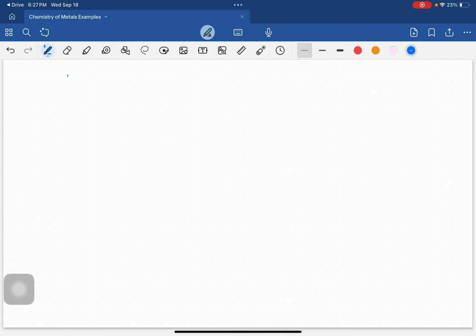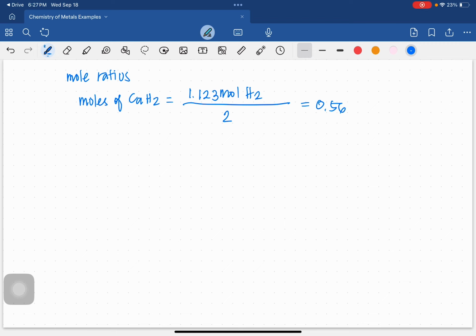Now let's get mole ratios. For mole ratios, we have moles of CaH2. This will be equal to what we computed, moles of hydrogen gas, all over 2. The 2 is coming from the original equation. So this is now equal to 0.56 moles of CaH2. So now I believe we can get the mass.